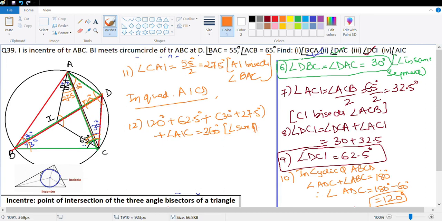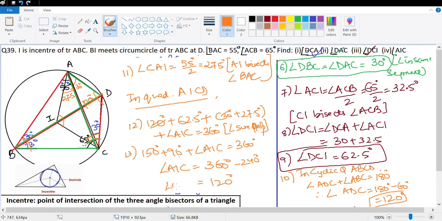So angle sum property, which means 120 degree, that's 150 degree, this is 120 and 30, and this is 60, 80, 90. So this is 90 degree plus angle AIC is equal to 360 degree, which means angle AIC is equal to 360 degree minus 240 degree, which is equal to 120 degree.